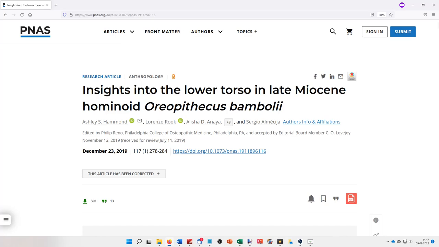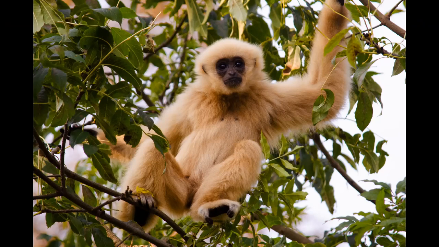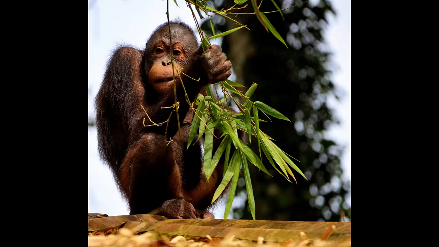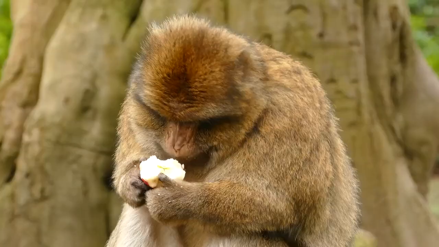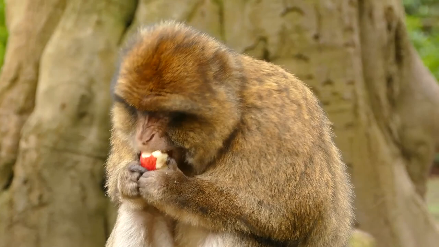Hammond and colleagues, after reconstructing and analyzing the pelvis, emphasize above all similarities of Oreopithecus to the lesser apes, that is, gibbons. But a relationship with great apes or even with known relatives is also discussed for Oreopithecus because it exhibits a so-called conflicting mix of phylogenetic signals.